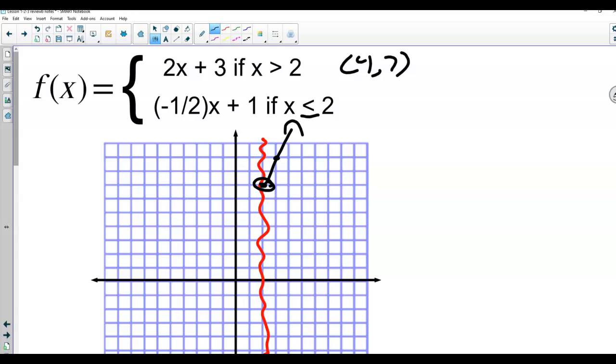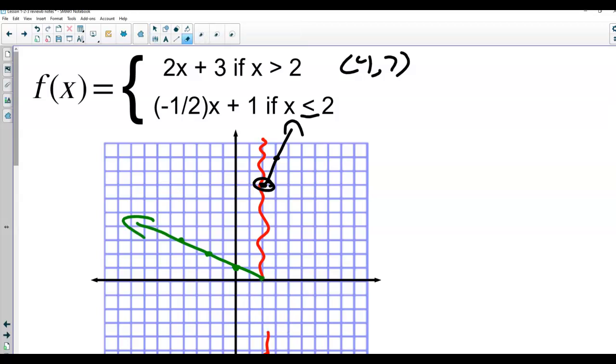The bottom one, my line, 1 is my y-intercept, and I'm going up 1, left 2, down 1, right 2, up 1, left 2, down 1, right 2. Okay? That's negative slope. But this line is going to the left of 2. It's going to be a closed dot. And we're going this way.